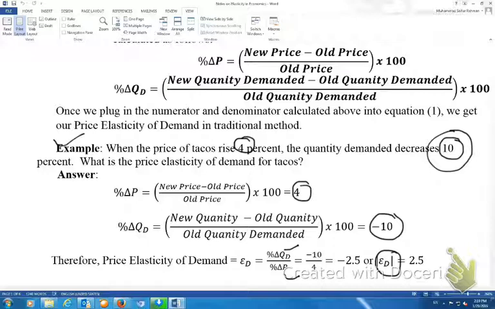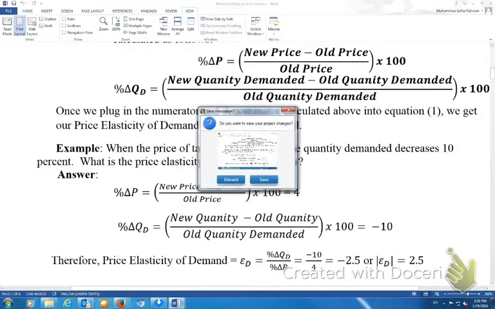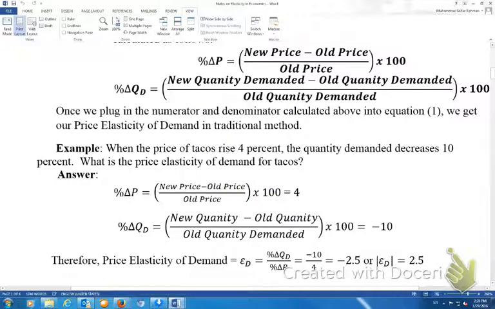Okay, now this number is important. This -2.5 tells us that whenever there is a 1% change in price, our quantity demanded changes by 2.5%. But the negative sign is of utmost importance, because the negative sign tells us that price and quantity demanded move in opposite directions, which means that this negative 2.5 is telling us that whenever price increases by 1%, quantity demanded decreases by 2.5%. Okay, more on that later.